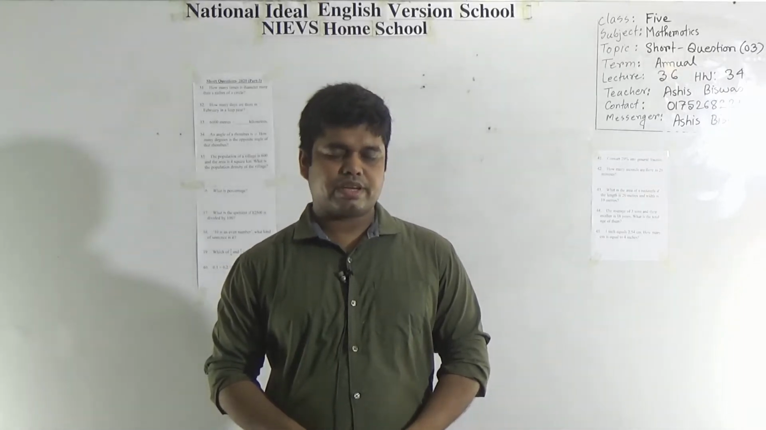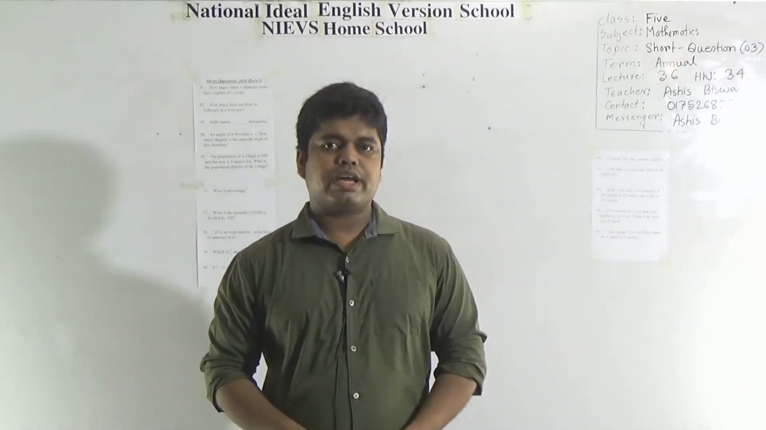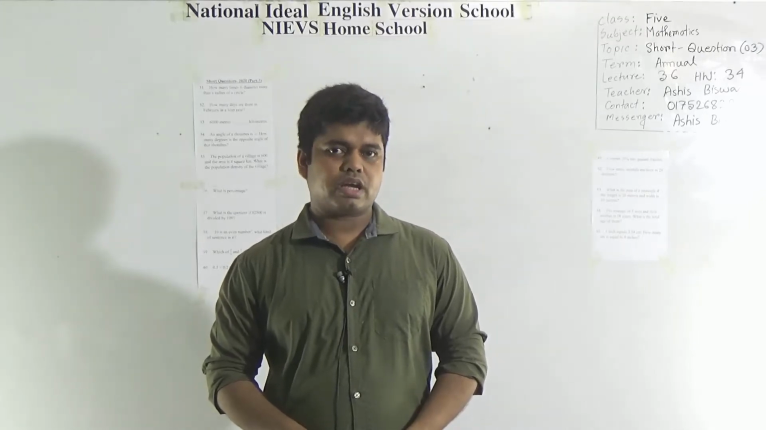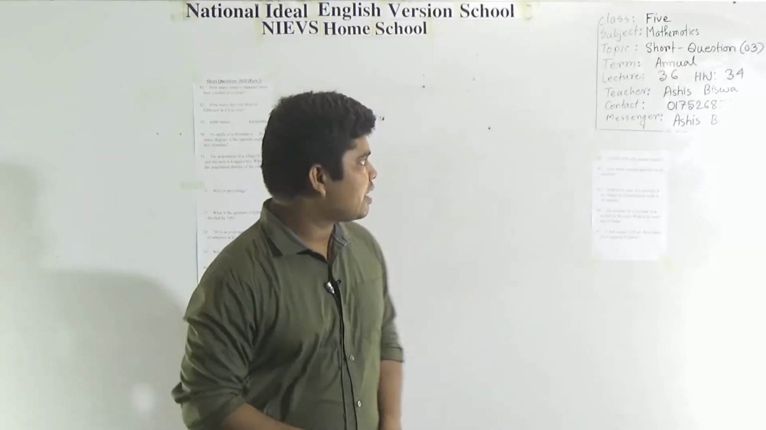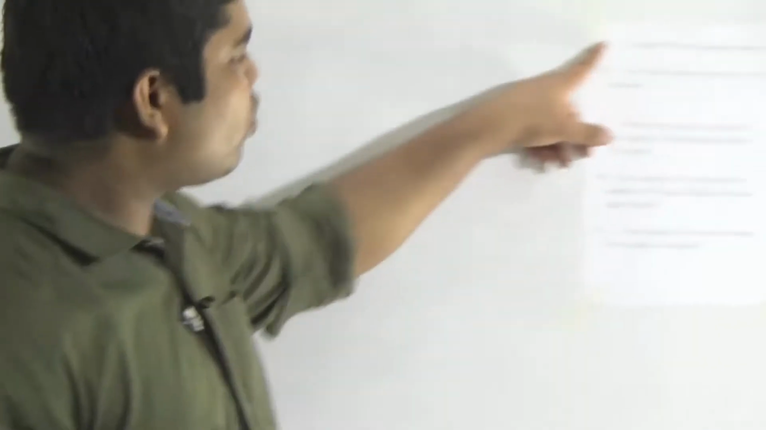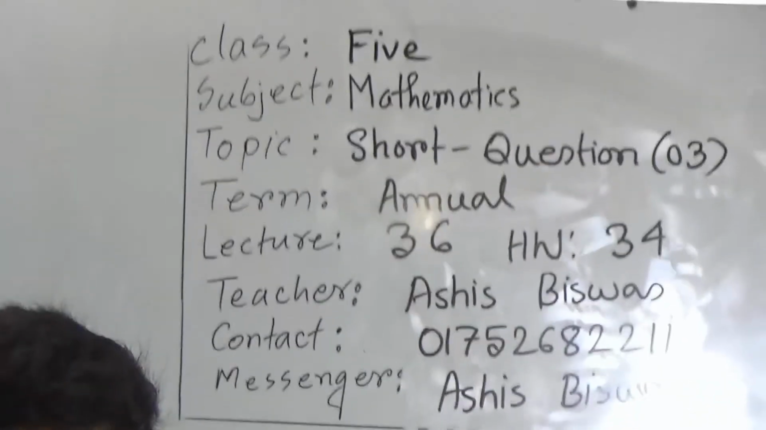I am Ashis Biswas, an assistant teacher of mathematics in National Ideal English Version School, morning shift. Today I am going to take a math class for the students of class 5. Our today's topic is short questions part 3. In our class we shall solve questions number 31 to 40, and questions number 41 to 45 will be your SW. Today is our lecture number 36 of annual term and today's SW number will be 34. So my dear students, let us start our class.